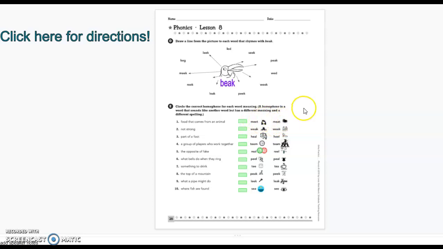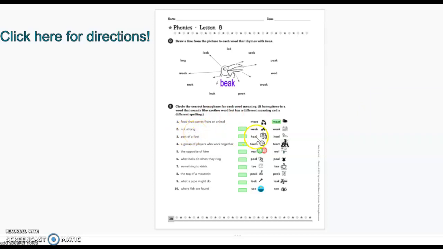Now take a look at the pictures. I know that they're small, but they are there to help you. This picture is a bunch of people gathered around, and this is a picture of some steak. So what is the food that comes from an animal? Which spelling of meat? M-E-A-T. You're going to drag the green box over.